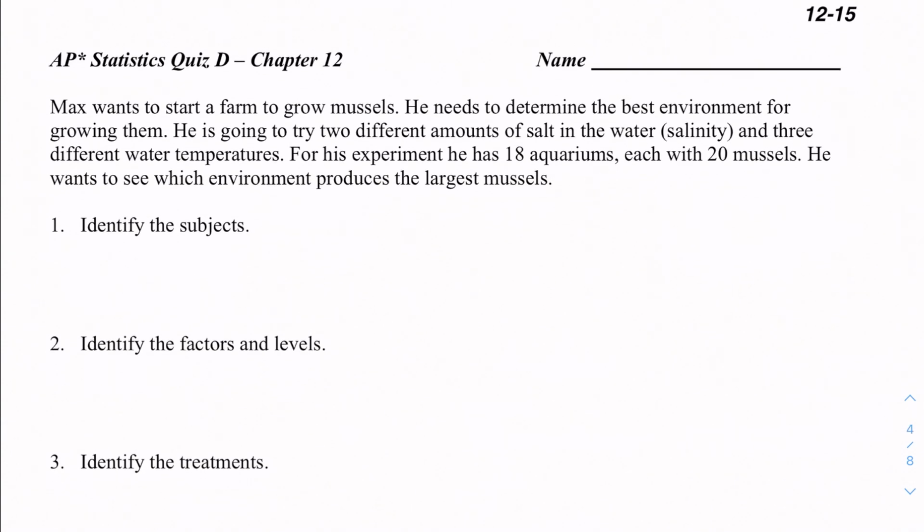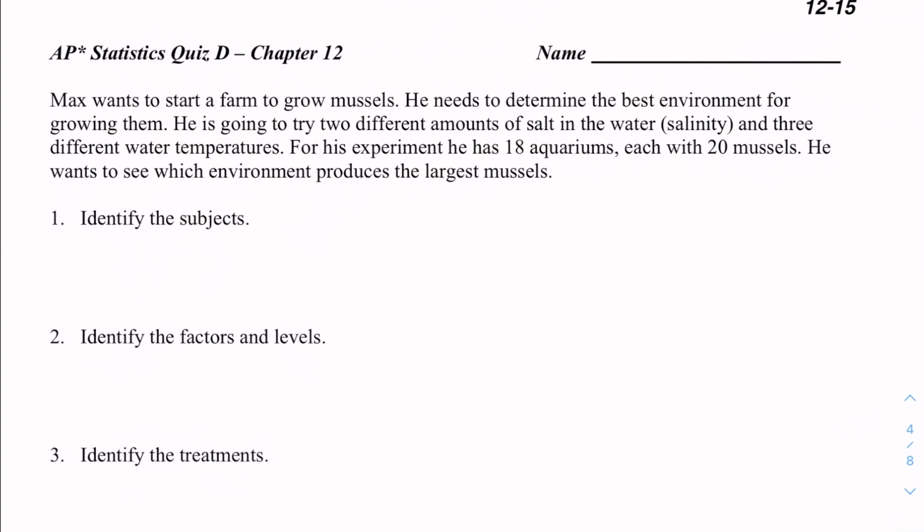Moving on to the last example. So I'll read it, we'll go through each of the pieces, and then I will write down the solutions for this. So Max wants to start a farm to grow mussels. Not like flex muscles, but like things that you eat. He needs to determine the best environment for growing them. He's going to try 2 different amounts of salt in the water, it's called salinity, and 3 different water temperatures. For his experiment, he has 18 aquariums, must be nice, each with 20 mussels. He wants to see which environment produces the largest mussels.